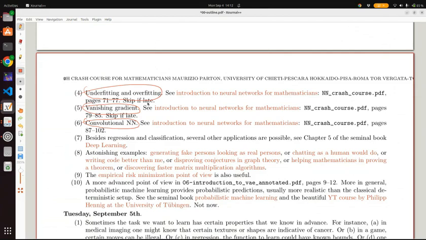For this, I will use as material a course I made, I think in this very same school in 2018 in Pisa. The course was Introduction to Neural Networks for Mathematicians, and this is something I suggest you look at. There are a lot of slides for this. This is the link, but in the share, I keep the file, so let's go to this file.